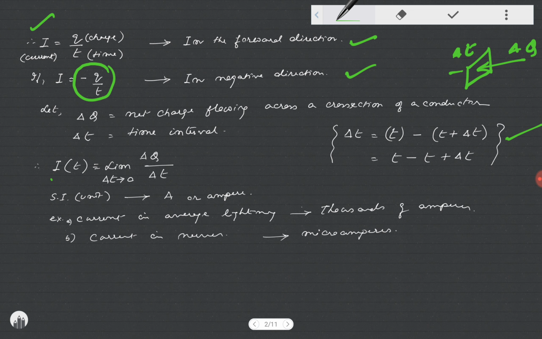The SI unit of current is the ampere, written as capital A. The unit ampere is written in small letter, and the symbol is in capital letter. You must not write it the wrong way. You can write it in this way, this is right, and this is also right.